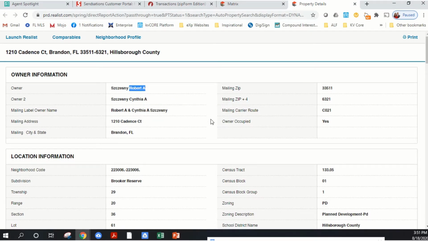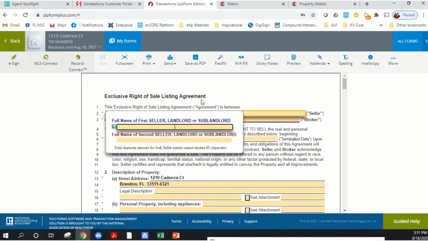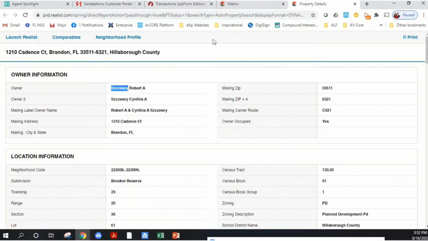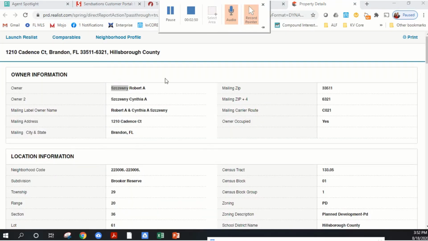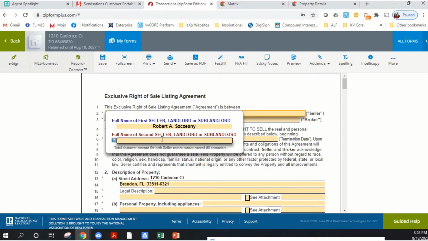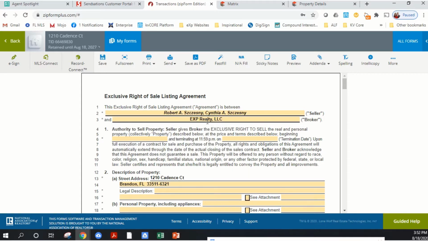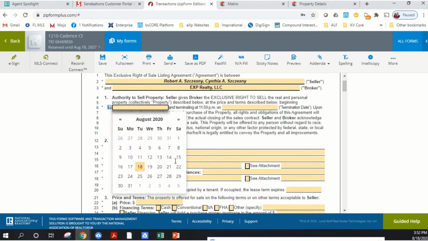Robert A. Actually, I'm going to copy and paste his last name. Copy. Robert A. And his wife's name is Cynthia A. There's them. The broker is EXP Realty LLC. This is not your name. Do not put your name in there. The broker, it's really the brokerage's listing.